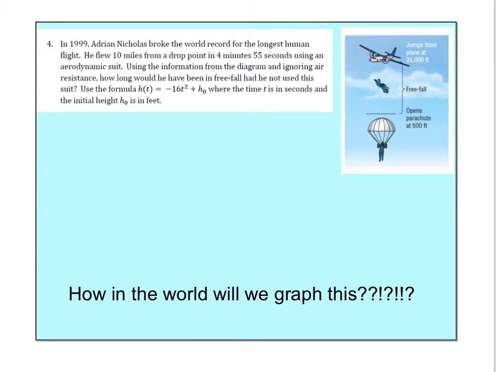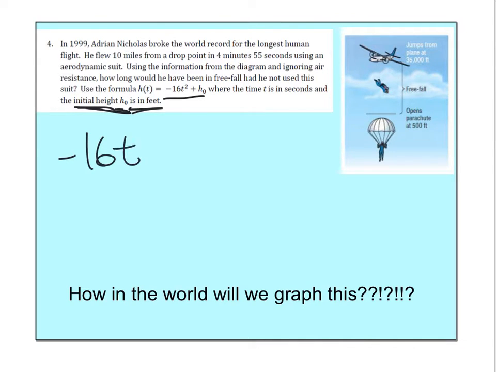So in 1999, Adrian Nicholas broke the world record for longest human flight. He flew 10 miles from a drop point in 4 minutes 55 seconds using an aerodynamic suit. Using information from the diagram, ignoring air resistance, how long would he have been in free fall had he not used his suit? Use the formula negative 16t squared plus h of 0, where the time is t in seconds. The initial height means h of 0 means how high did he start off. So we went negative in feet.